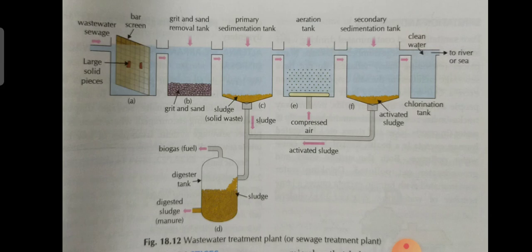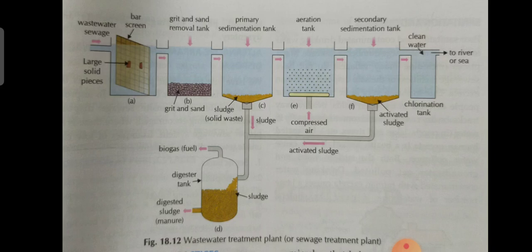Okay, and the water which passes through the bar screen is transferred to another tank. The leftover pieces, meaning large solid pieces, are collected and later disposed of in a landfill to fill up the lands. Correct? Now next is the grit and sand removal tank. This is the second step.